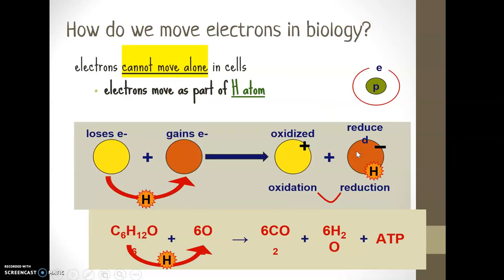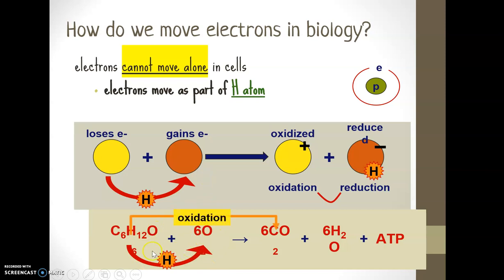So how do we move the electrons in biology? Electrons can't move alone in cells. They can't just decide, hey, I want to jump over here. In order to move, they have to move as part of a hydrogen atom, because if you remember, hydrogen only has one proton and one electron. So they move in the form of a hydrogen atom because that is the equivalent of one electron.